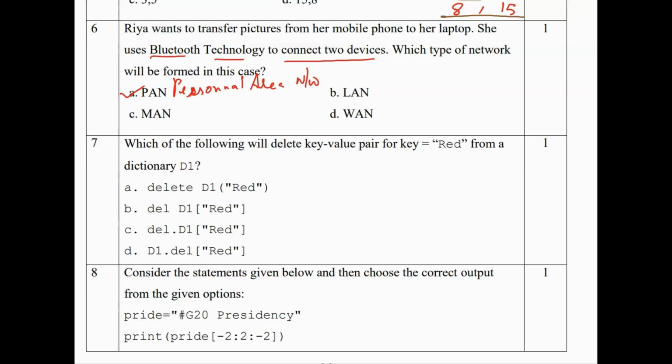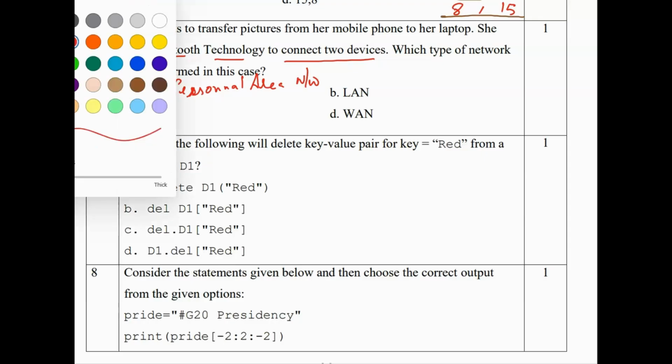Sometimes they will ask you the expansion of PAN, MAN, WAN and LAN, so you should prepare for this. Not only these, all the other terms and abbreviations under computer networking are very important. You should study all those abbreviations.